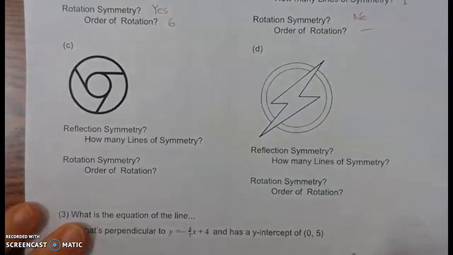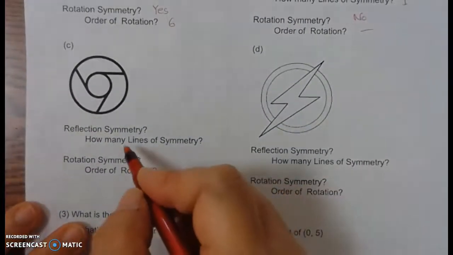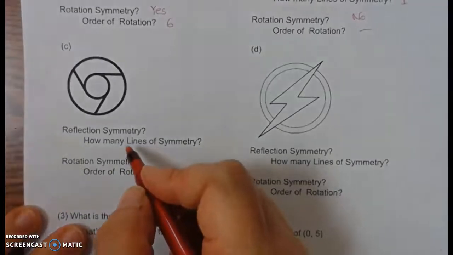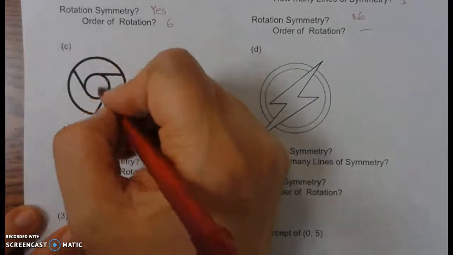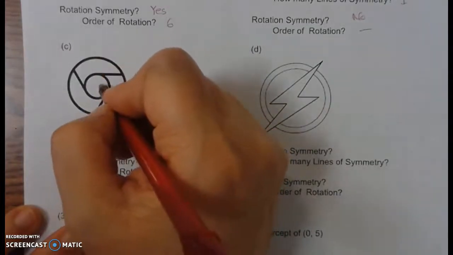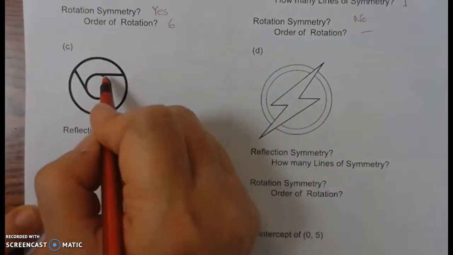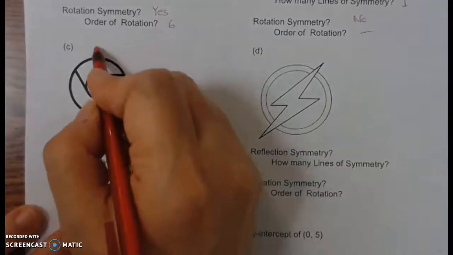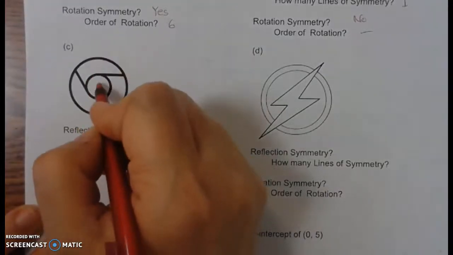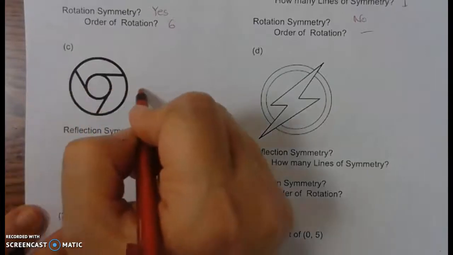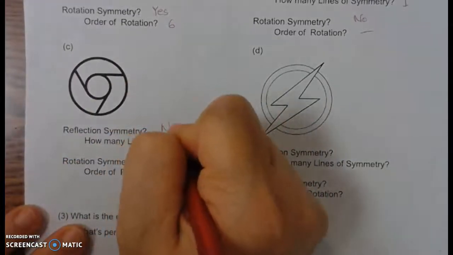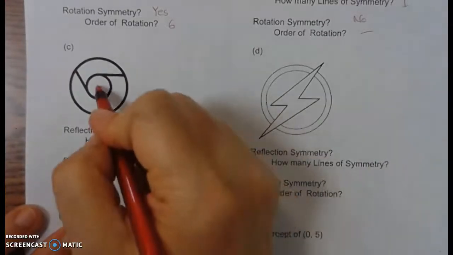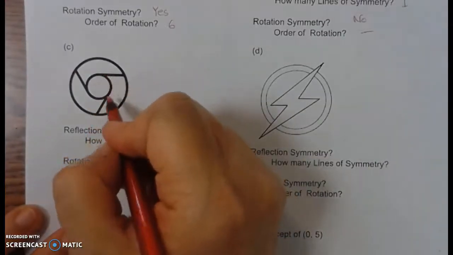Reflection symmetry. Can I cut it in such a way that left and right will be exactly the same? I don't think so. Okay, if it was just a circle, yes, but we have all these lines. If I cut it here, it's not going to match up. If I cut it here, or any direction, it's not going to match up. So no reflection symmetry. But can I turn it in such a way it matches up?